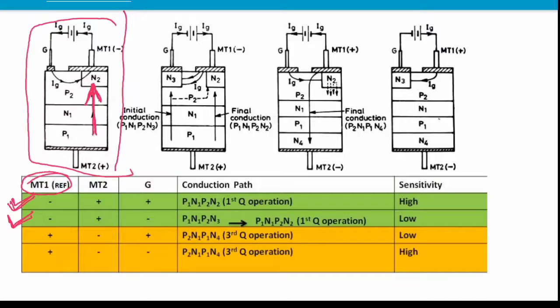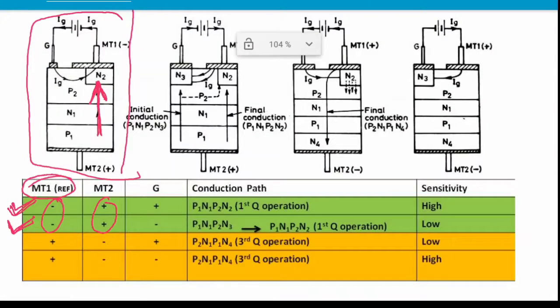But in the second condition, the gate is provided with a negative signal, and MT1 and MT2 are the same as before. Gate is provided with a negative signal with respect to MT1. Then what will happen? The first conduction will be P1 N1 P2 N3. This is the initial condition, and then it will convert to P1 N1 P2 N2.